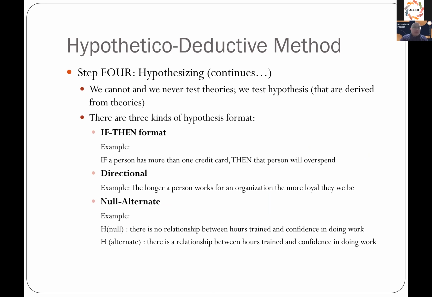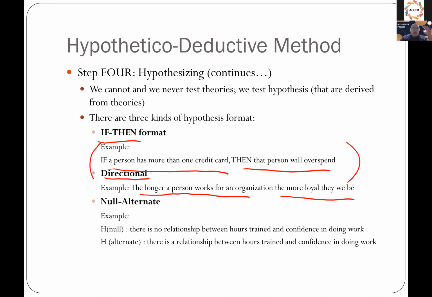Okay, hypothesis, we have three types. The first type is called if-then. This one is quite simple. If a person has more than one credit card, then that person will almost overspend. That is the if-then format. Then the second one is the directional format. The longer a person works for an organization, the more loyal the person will be. So like the more, the better, or the less, the worse. So these are the direction. Okay, but these are the ones we commonly use.